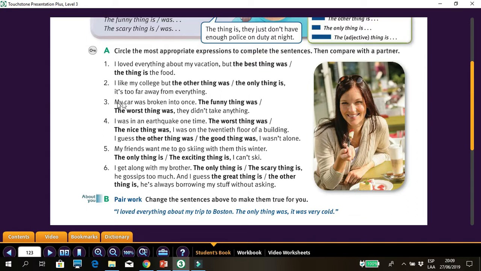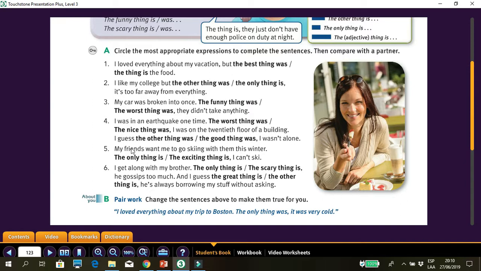Number 3, my car was broken into once. The funny thing was, or the worst thing was, they didn't take anything. Number 4, I was in an earthquake one time. The worst thing was, or the nice thing was, I was on the 20th floor of a building. Next part. I guess the other thing was, or the good thing was, I wasn't alone.